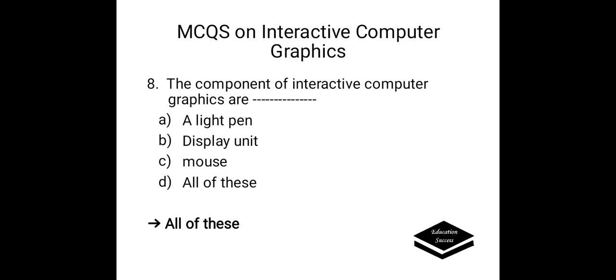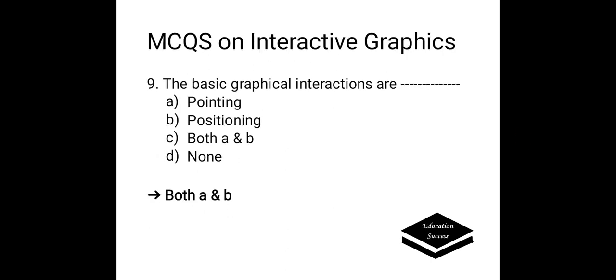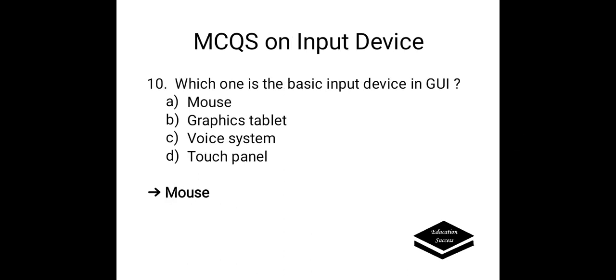The components of interactive computer graphics are, options are A light pen, B display unit, C mouse, D all of these. Correct answer is all of these. The basic graphical interactions are, options are A pointing, B positioning, C both A and B, D none. Correct answer is C both A and B. The basic graphical interactions are pointing and positioning.